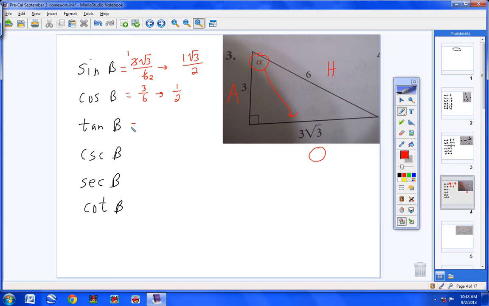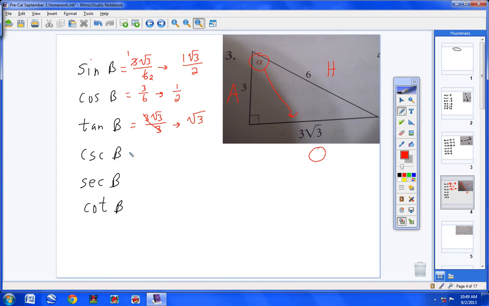Okay, continuing on, tangent would be opposite over adjacent. So 3 square root of 3 over 3. Opposite over adjacent. And notice, of course, your 3's here would cancel. And so you're simply left with square root of 3 over 1 or just square root of 3.